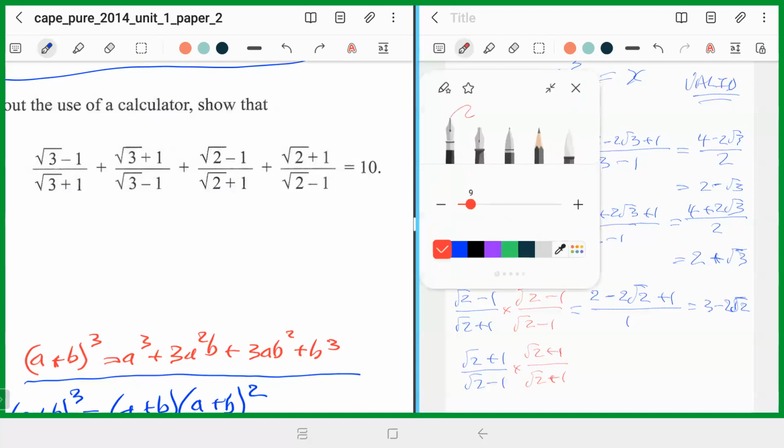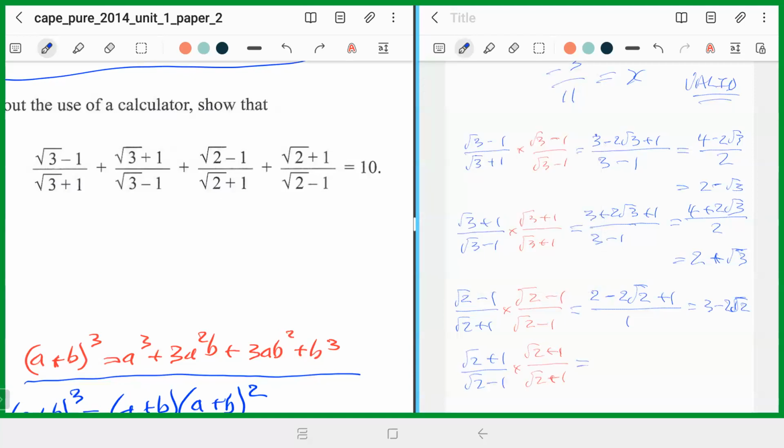And so this becomes a perfect square again of these two, which becomes 2 plus 2 root 2 plus 1, over, this becomes 1 because root 2 squared is 2, 2 minus 1 is 1 under here. So this works out to be 2 and 1 is 3. So you get 3 plus 2 root 2 this time.